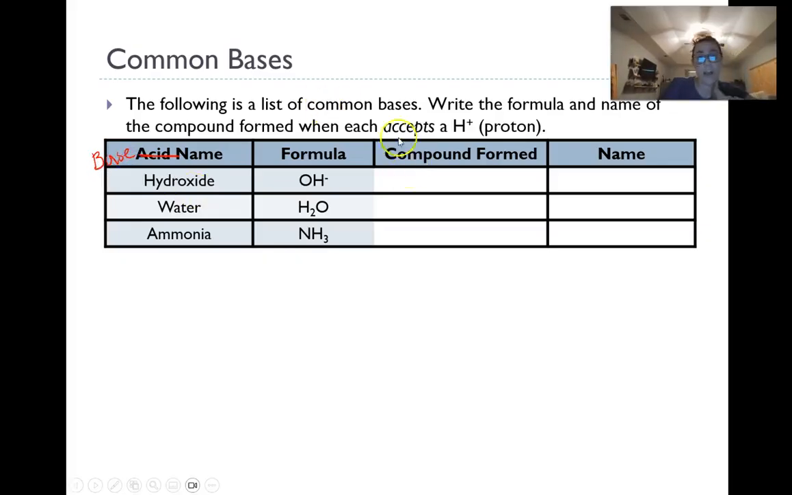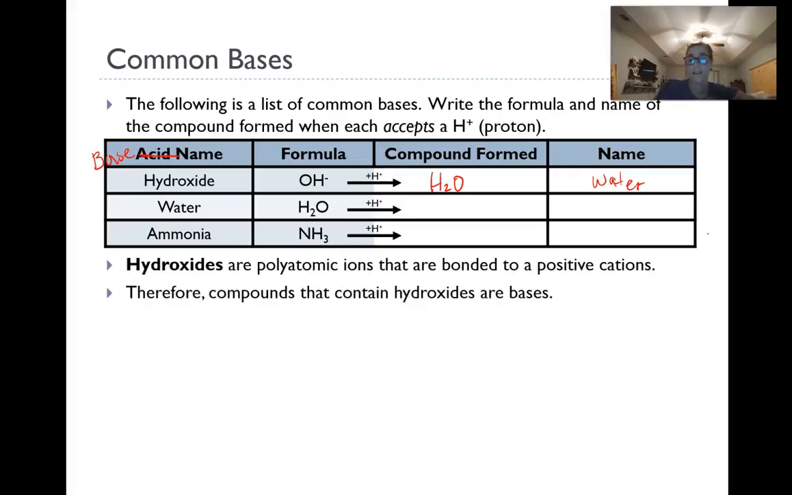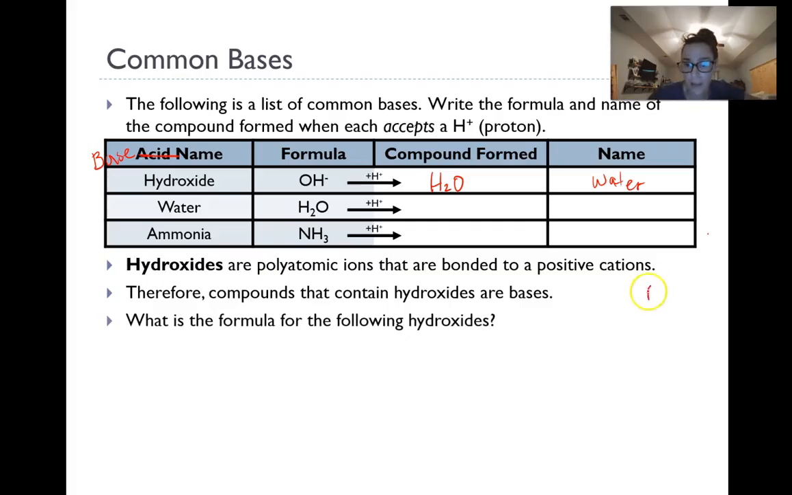So the base name, hydroxide. What is the compound formed after it accepts a proton, and what is the name of that compound? For example, the compound formed after hydroxide accepts a proton is water. What's the name of water after it accepts a proton, and what is the name of ammonia after it accepts a proton? Okay. So remember, hydroxides are also polyatomic ions that are bonded to positive cations. Therefore, compounds that contain hydroxides are bases, because once they dissociate, they become OH minus, which means they can accept a proton.